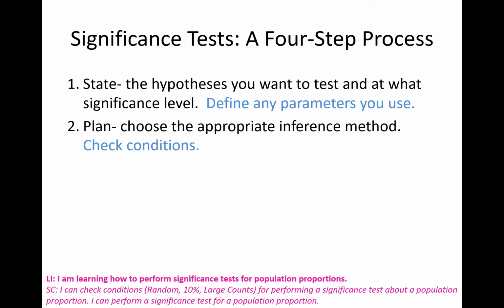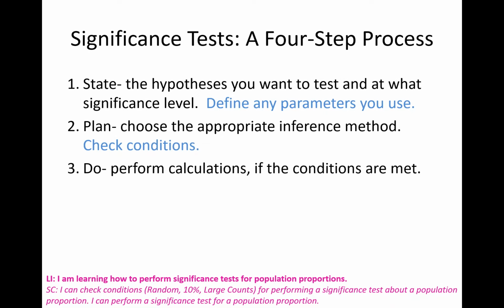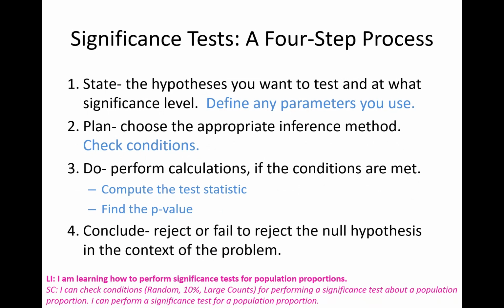Plan, we're going to choose the appropriate inference method and check conditions. The do step, we're going to perform our calculations if we have met the conditions. And those calculations are compute the test statistic and find the p-value. And then our conclude is where we say we reject or fail to reject the null hypothesis in the context of the problem. And you guys might want to pause to catch up since I probably went faster than you could write. And let's go forward.